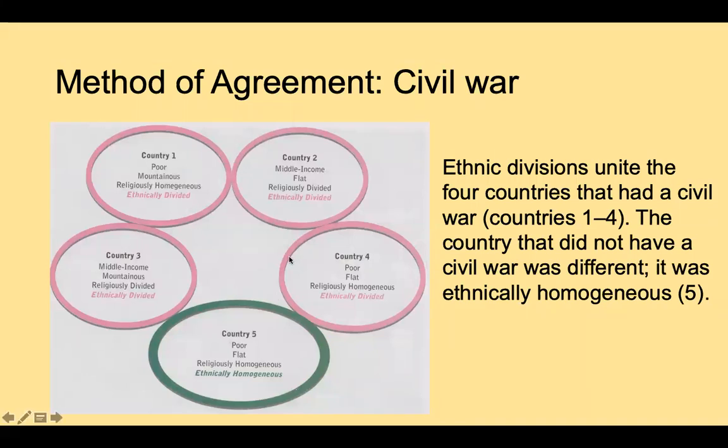And so we see that represented here with pink and the italics for the ethnic divisions variable, which unites these 4 cases and differentiates them from country 5 here. So this is how we use the method of agreement and how we use the method of difference. And these are the methods that we use at a fundamental level in comparative politics. We ask questions, we form hypotheses, and we test hypotheses. And we use the comparative method to do all 3 of those things.